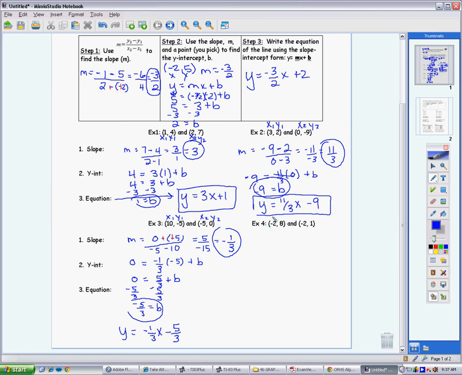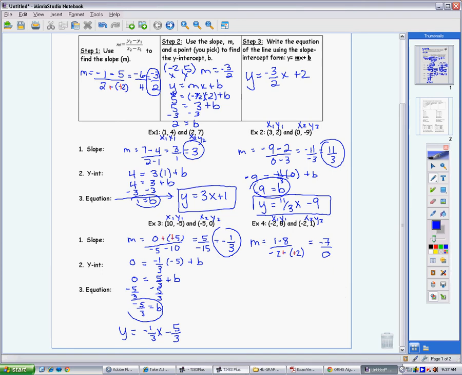Number 4, again, label your points. I'm going to label it x1, y1, x2, y2. I'm going to calculate my slope. y2 minus y1 is going to be 1 minus 8 over negative 2 minus negative 2. I'm going to simplify. 1 minus 8 is negative 7. And I have that double negative, so that's going to change both of those to positive. And I get negative 2 plus 2 is 0.